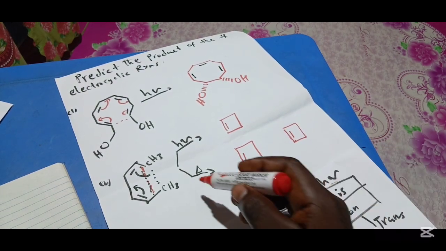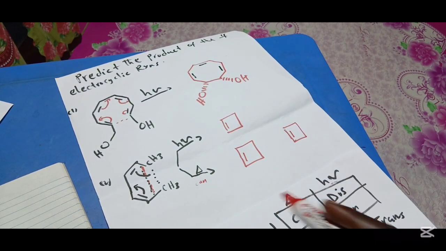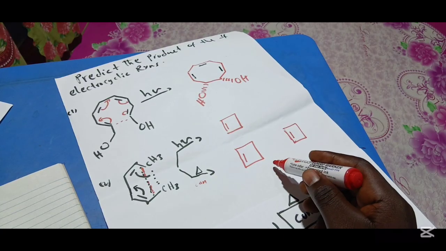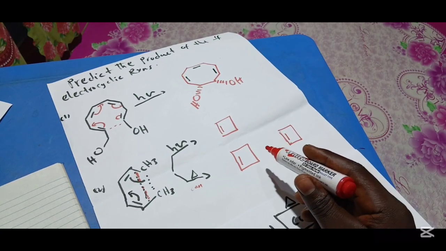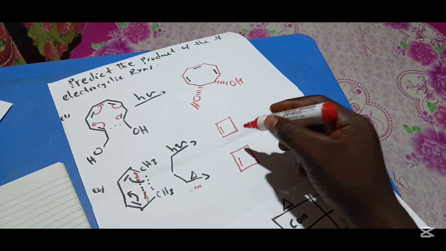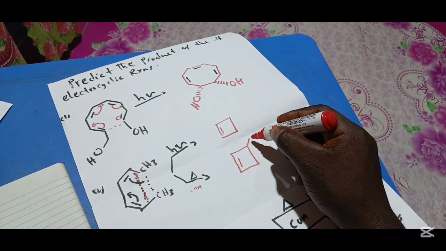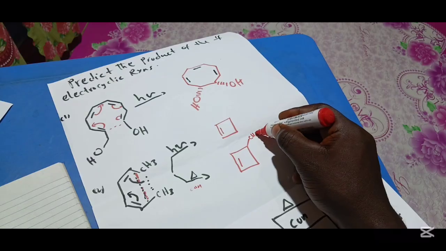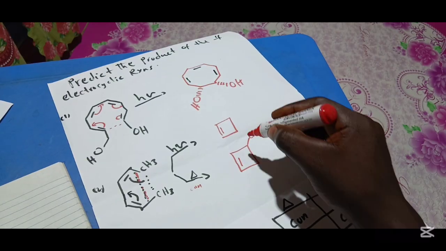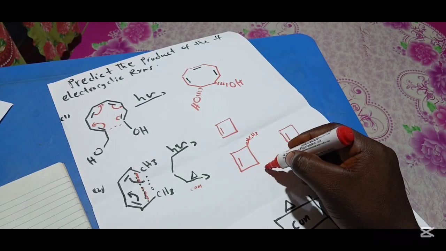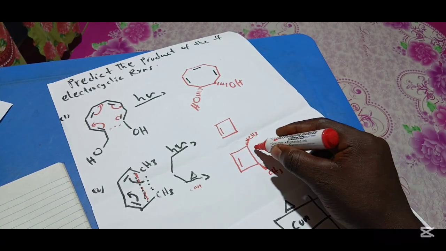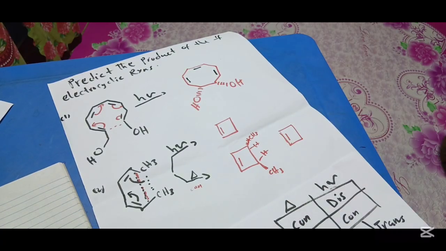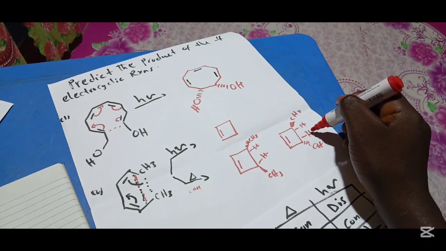And we know that for our conrotatory, we are going to get the trans enantiomers, right? Which means we can get CH3 to be here, sorry, on dashes, and this one will be on wedge. Our hydrogens will be here, and these two hydrogens will be there.